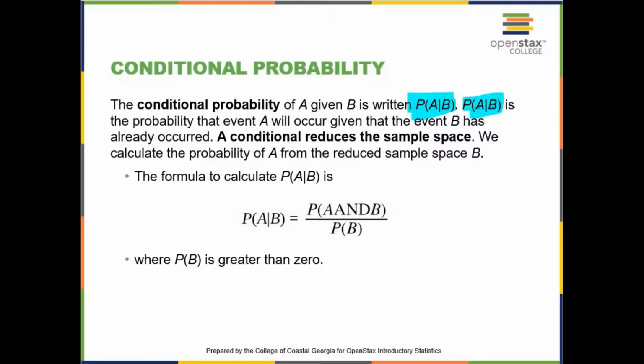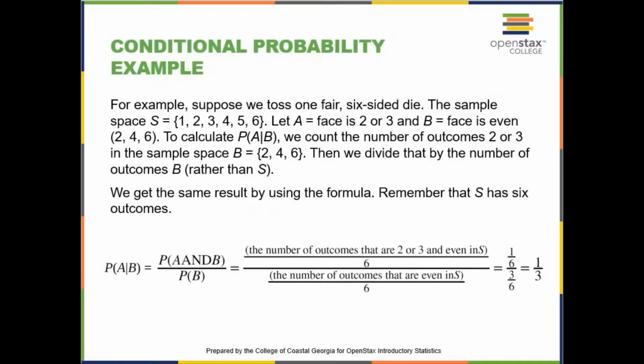The formula to calculate the conditional probability is given by the probability of A given B is equal to the probability of A and B divided by the probability of the condition, which is B, where the probability of B must be not equal to 0. So it must be greater than 0. For example, suppose we toss one fair 6-sided die. The sample space is going to be all of the numbers from 1 to 6.